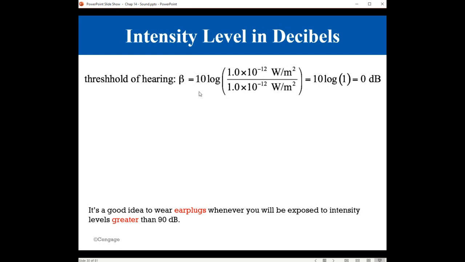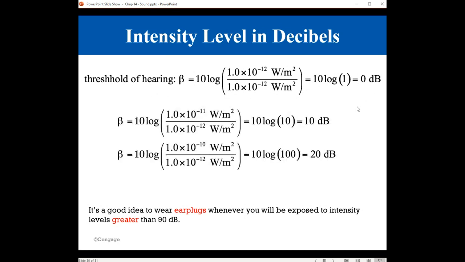For a threshold of hearing, 10 log I naught divided by I naught, so it is logarithm of 1. Logarithm of 1 is 0. So the threshold of hearing corresponds to 0 decibel. If the intensity is 1 by 10 to the minus 11, then divide this by the threshold of hearing. You have 10 log 10. Log 10 is 1. Logarithm of 10 is 1. So this becomes 10 decibels.